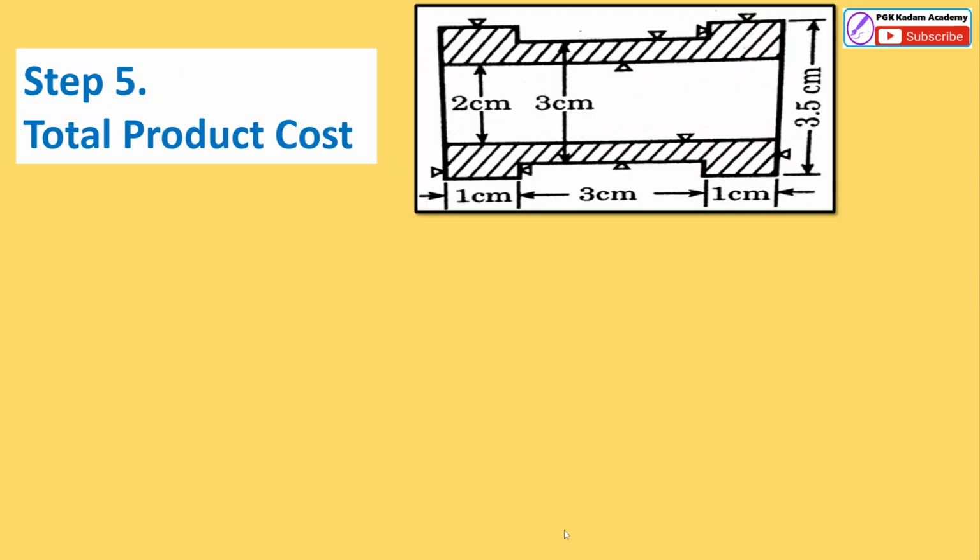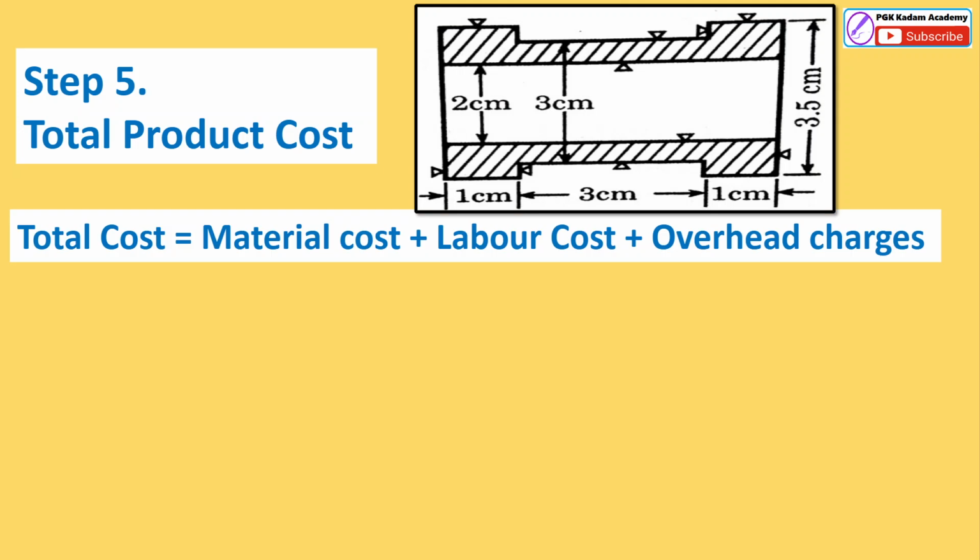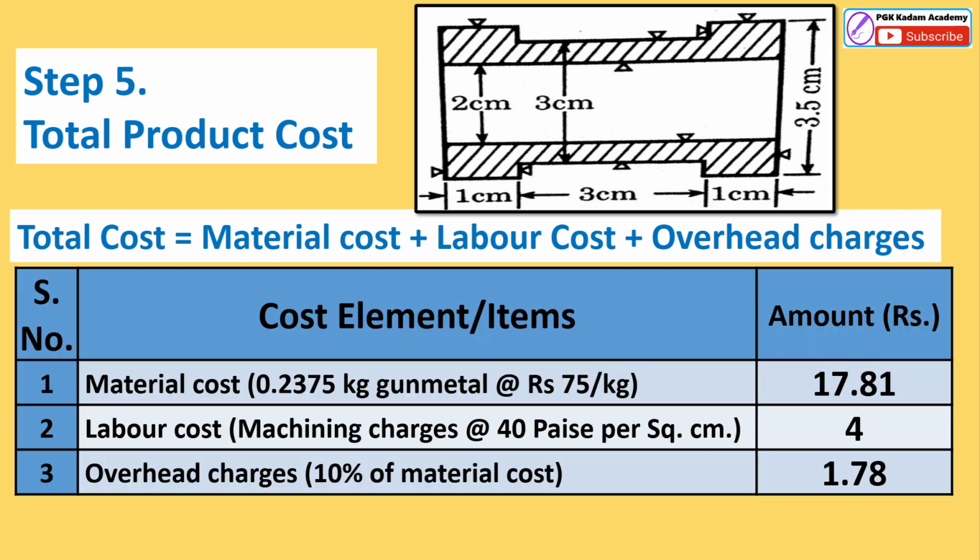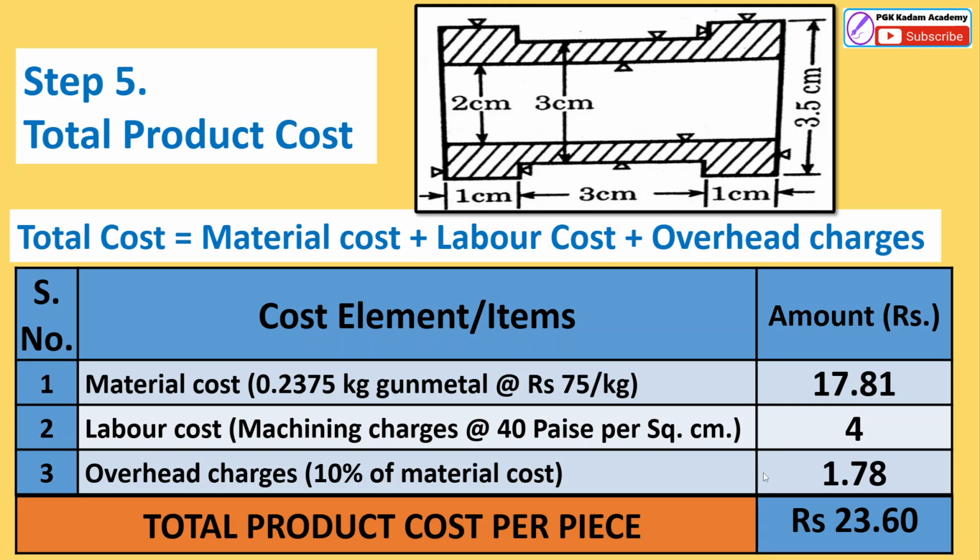So we have already found this. The next step is to calculate the product cost. Already we have found the material cost, labor cost, and overhead charges. Adding these three, we get the total product cost. Material cost 17.81, labor cost 4, overhead 1.78. The total product cost, or this manufacturing cost including the processing cost, product cost per piece is rupees 23 point.